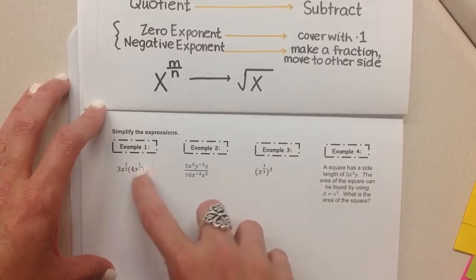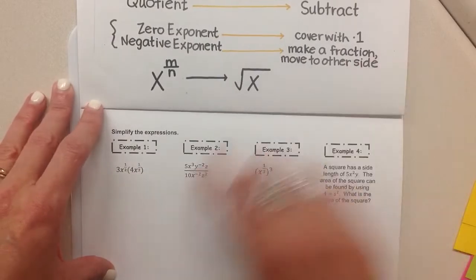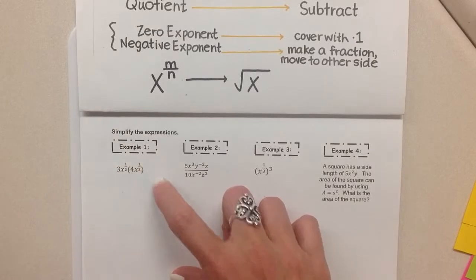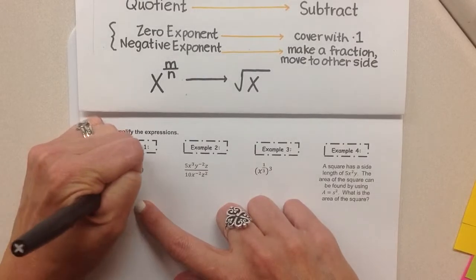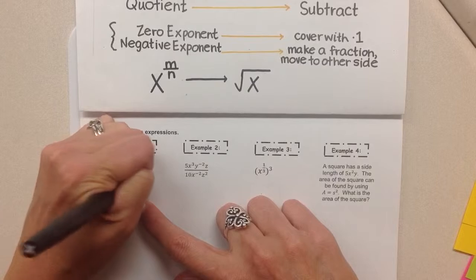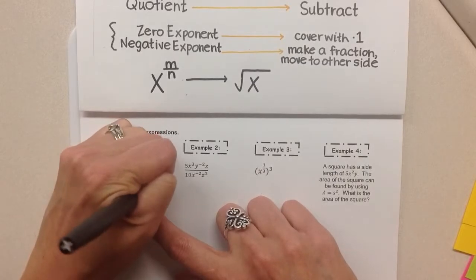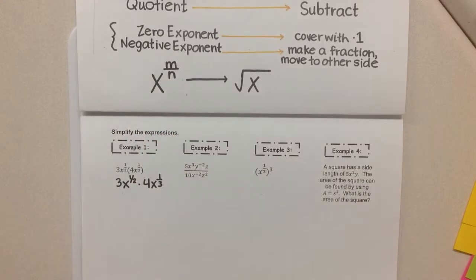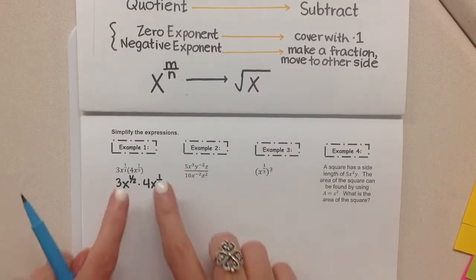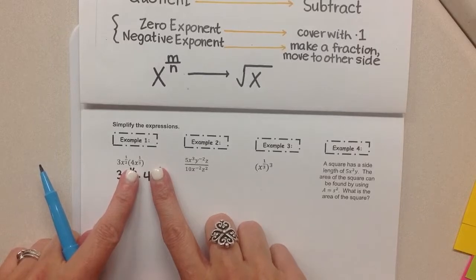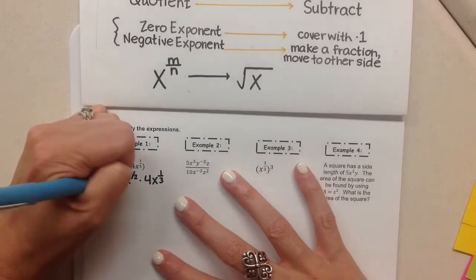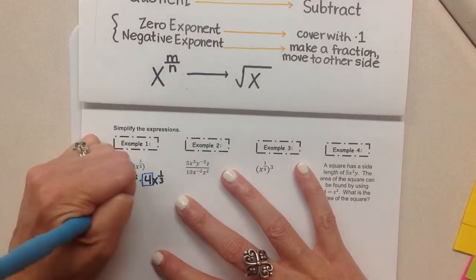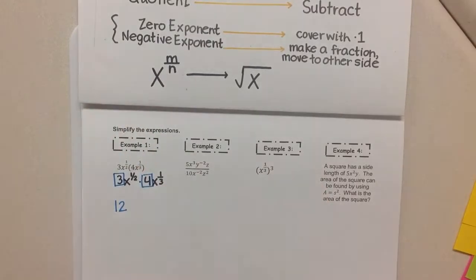So I see parentheses, so I'm thinking power law, but what I'm missing is an exponent out here. So what I really have is just multiplication. I am just multiplying 3 times x to the 1/2 power times 4 times x to the 1/3 power. So the first thing I'm going to do is pretend that my variables aren't there. My x's are gone. What would be the math problem I would have? I would have 3 times 4, and 3 times 4 is 12.